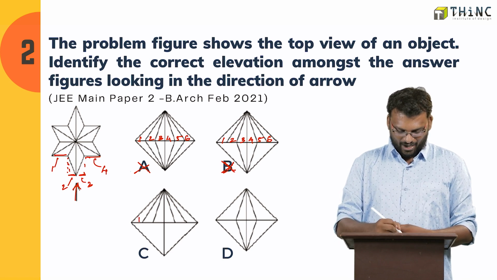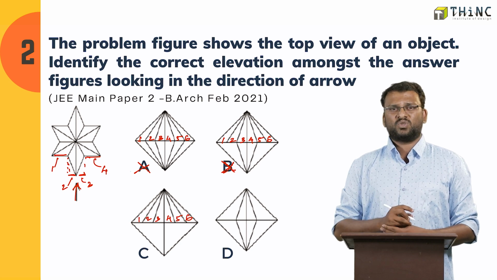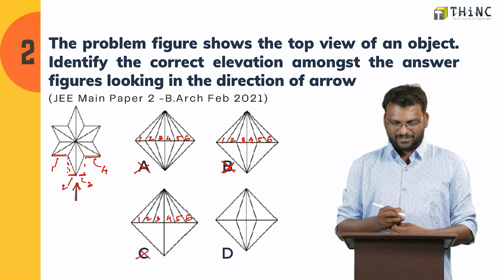Next, 1, 2, 3, 4, 5, 6. Option C is also having 6 edges. So we don't need to bother about option C either. Now we come to option D.